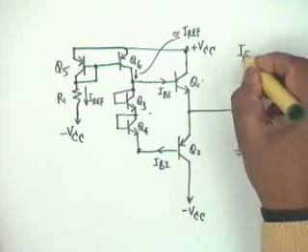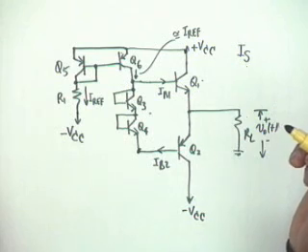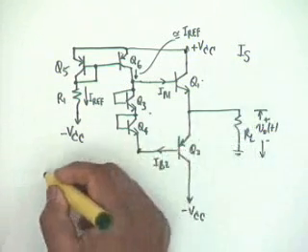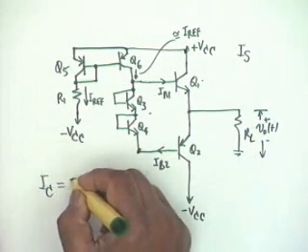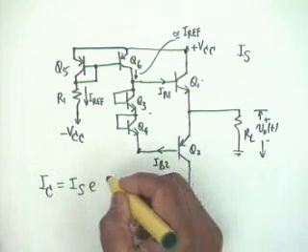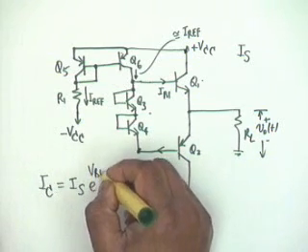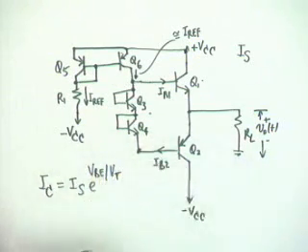Which parameter does this junction area affect? It does not affect VBE. The thresholding of a diode is independent of the junction area. What it affects, if you remember, is the saturation current I sub S. You remember the relationship I sub C equal to I sub S exponential VBE by VT. Agreed? It is this I sub S, the reverse saturation current, that is affected by the junction area.